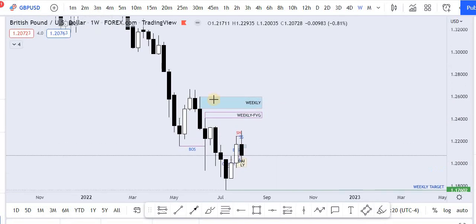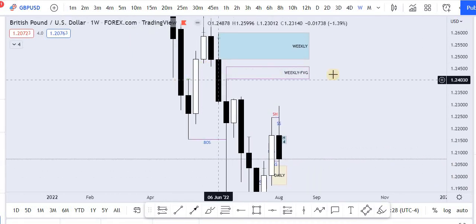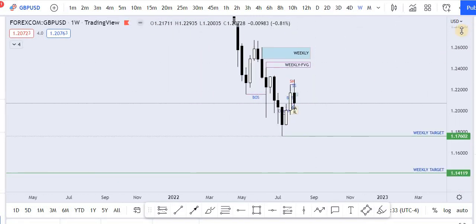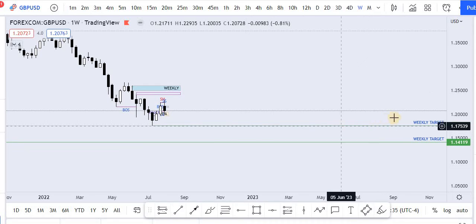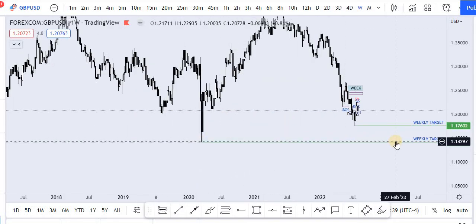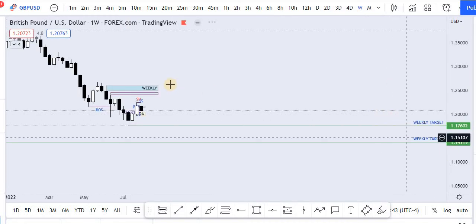Then I have this POI, weekly POI marked, and this weekly imbalance also marked. You can see clearly it's an imbalance marked. Then on the weekly too, I have this weekly target marked, and this weekly lower target marked.